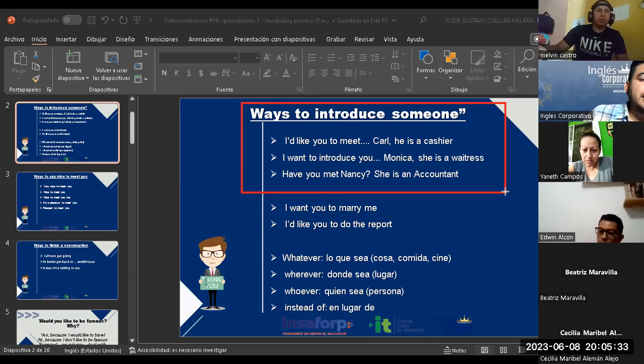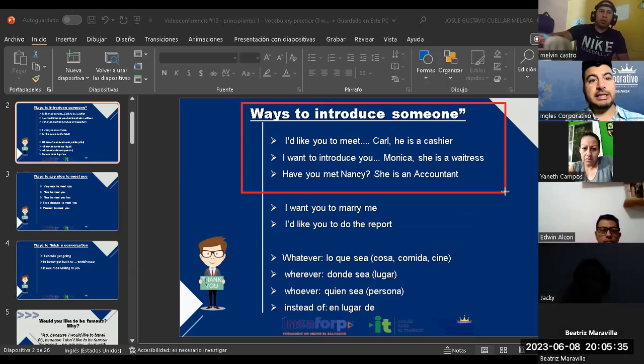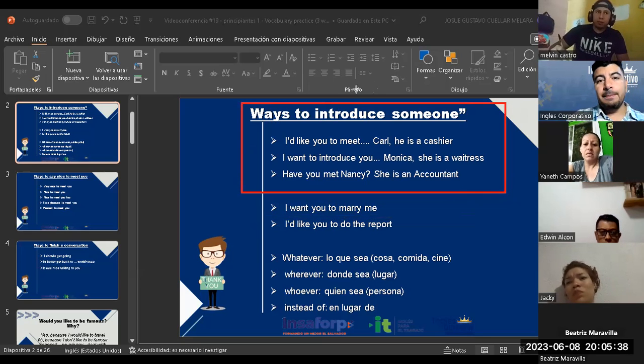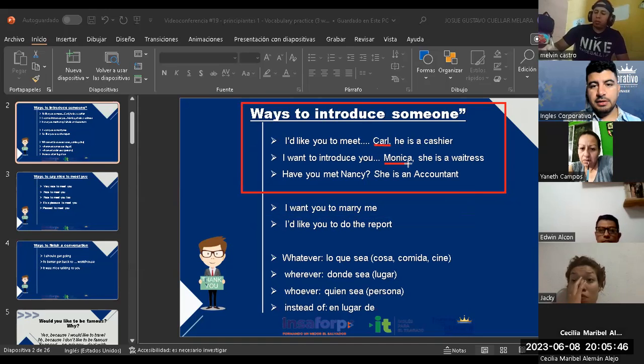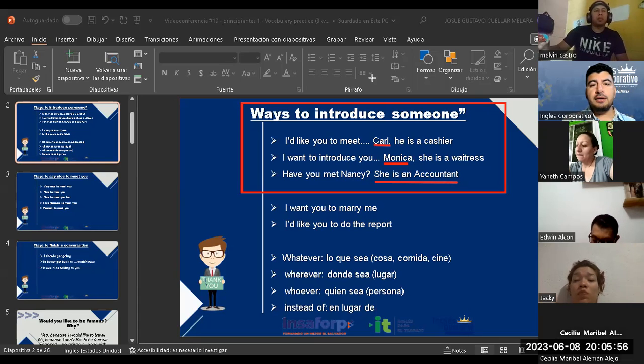So, in this case, you can say, I'd like you to meet. Me gustaría que conocieran. But here we have just examples. This example. This example. And this example, okay? So you can invent or you can mention any other information that you want. For example, number one says, I'd like you to meet Carl. She's a cashier. But you can say, I'd like you to meet Janet. She's a teacher, okay? I want to introduce you, Monica.